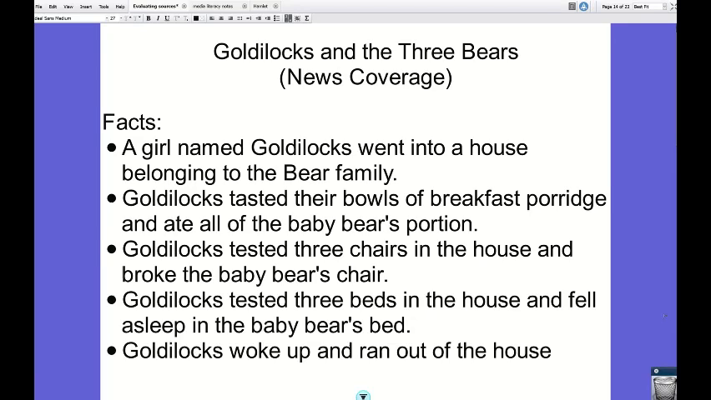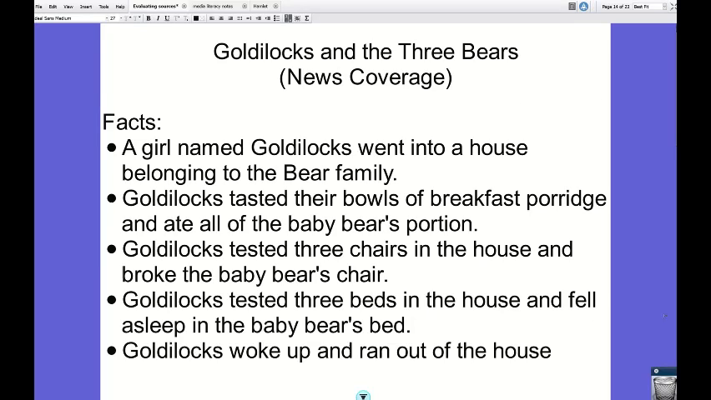So we have a girl named Goldilocks went into a house belonging to the bear family. Goldilocks tasted their bowls of breakfast porridge and ate all of the baby bear's portion. Goldilocks tested 3 chairs in the house and broke the baby bear's chair. Goldilocks tested 3 beds in the house and fell asleep in the baby bear's bed. Goldilocks woke up and ran out of the house. So this is very specific about the actions that she's taking and the things that she does or interacts with when she's in the house.